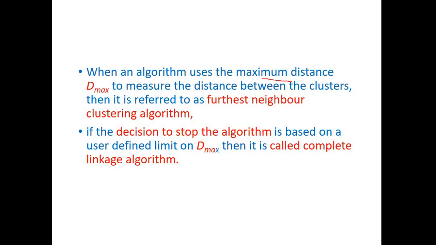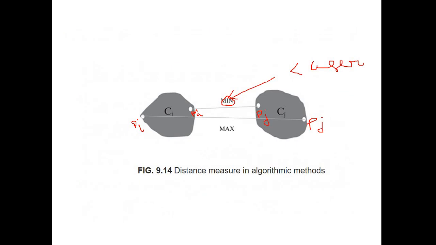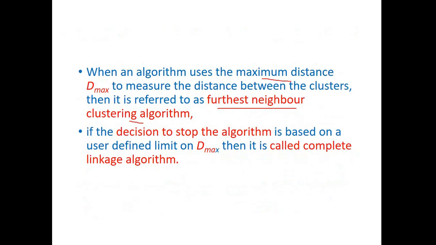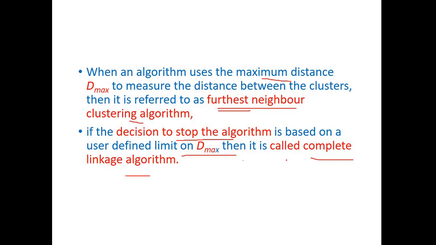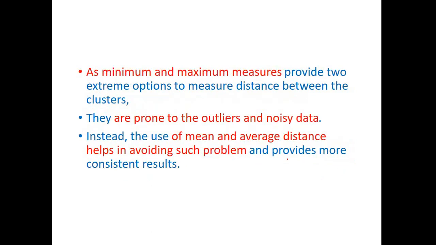Similarly, if the maximum distance is used to measure the distance between the clusters, then it is referred to as the furthest neighbor clustering algorithm. For example, Pi and Pj have the maximum distance here. If this maximum is used for measuring the distance between the clusters, it is called the furthest neighbor clustering algorithm. If the decision to stop the algorithm is based on d maximum, then it is called the complete linkage algorithm. So if it is d minimum, it is called single linkage, and if it is d maximum, it is called complete linkage.